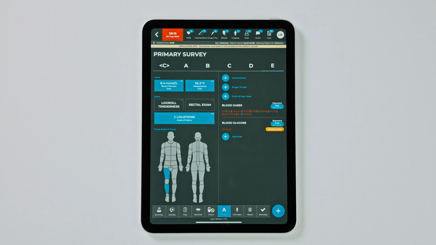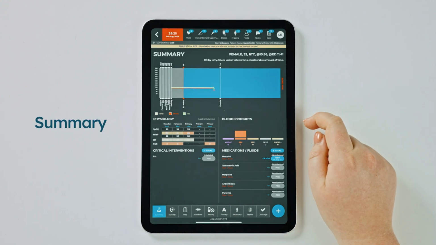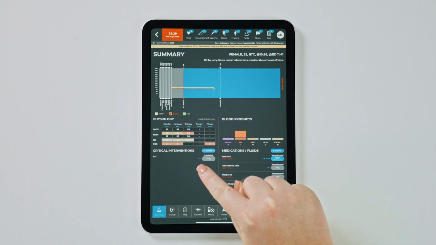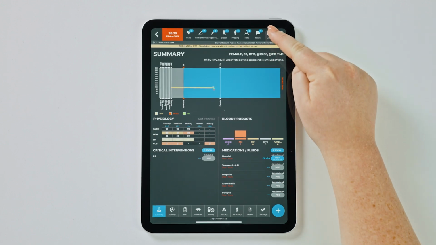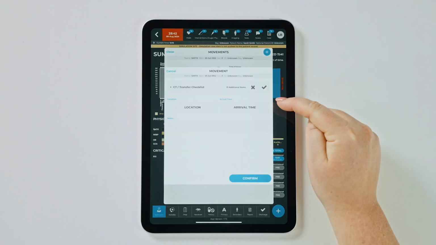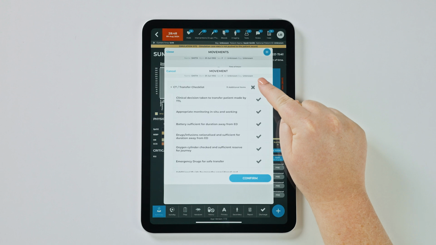Based on the severity of Sarah's injuries, the trauma team leader decides to take Sarah urgently to CT, but reviews the summary tab of the trauma app beforehand. Here you can see a summary of Sarah's physiology, critical interventions, blood products and medications, and based on the last set of observations, states that Sarah is stable enough for transfer. Using the movement screen, the trauma team leader utilises the CT transfer checklist to make sure the transfer is safe.